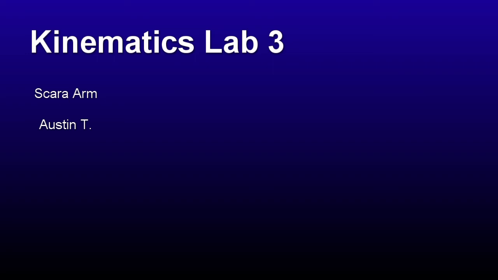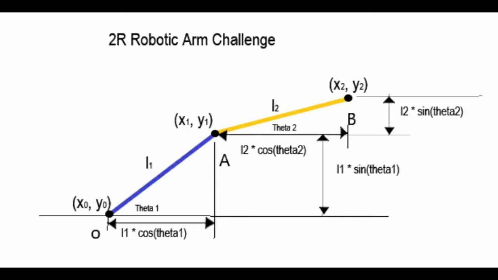Hi, this is Austin. This is Lab 3 for Kinematics and Dynamics, and Lab 3 is going to be a Scara Arm. A Scara Arm is a two-armed robot that rotates at two joints to move the end joint to a desired position. Joint 1, denoted by the O in this picture, rotates the arm.